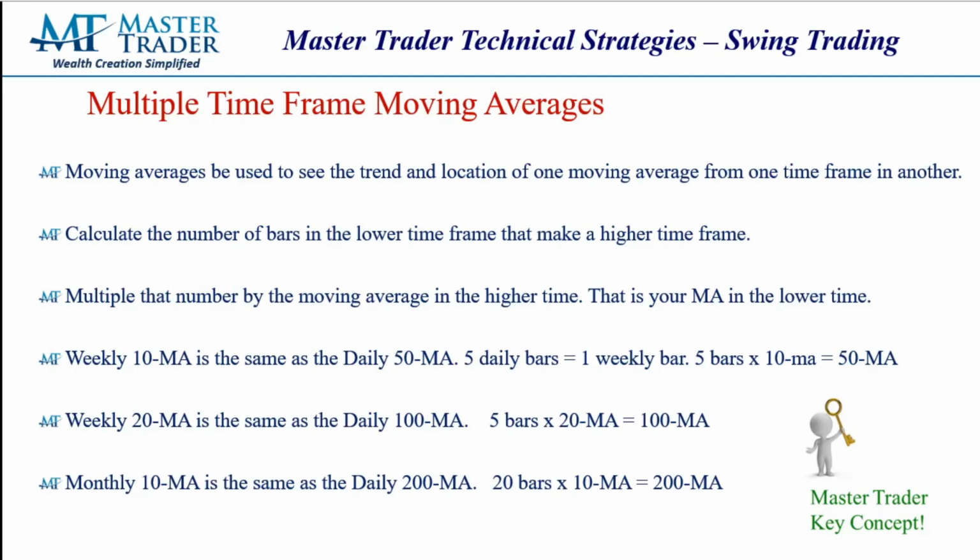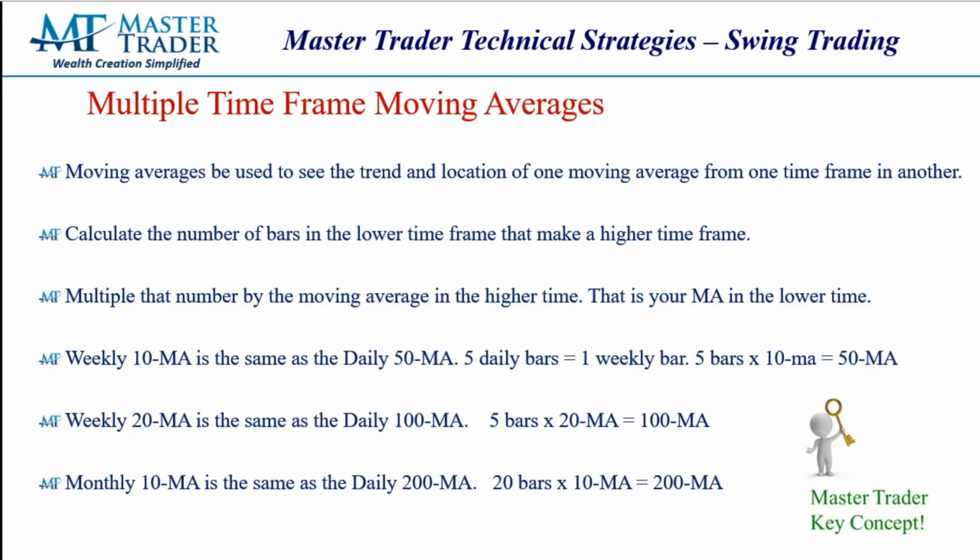So a weekly 10-period moving average is the same as a daily 50-period moving average. You've got 5 daily bars equals 1 weekly bar. So we take 5 bars, multiply that by 10, and we have a 50-period moving average. Now, depending on the direction of that 50-period moving average on the daily time frame, we have a pretty good idea of the direction of the weekly trend.